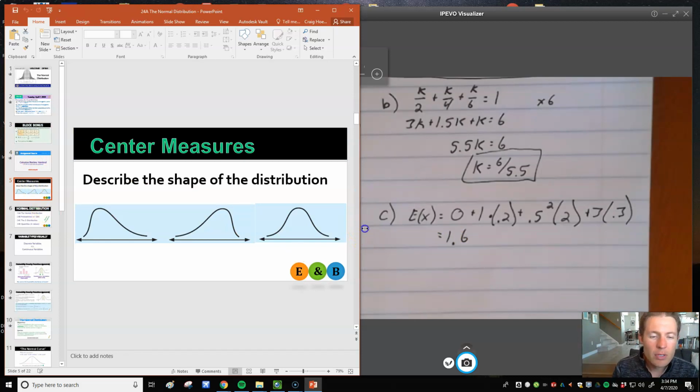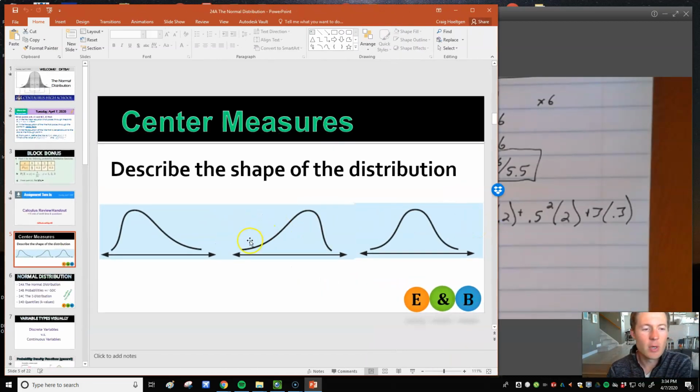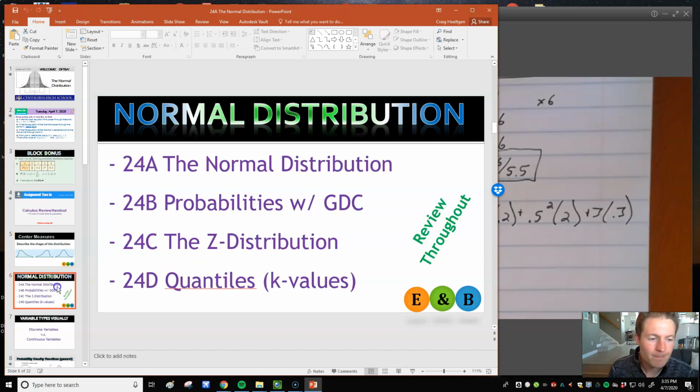I wanted to review distributions real briefly. Hopefully these are easy for you, but if not, no worries. Remember, this is said to have a positive skew here. The skew is this feature right here that is kind of stretched out. Negative skew and symmetrical. All right, so earlier in the year when we looked at normal distributions a little bit, now we're going to go a bit deeper.